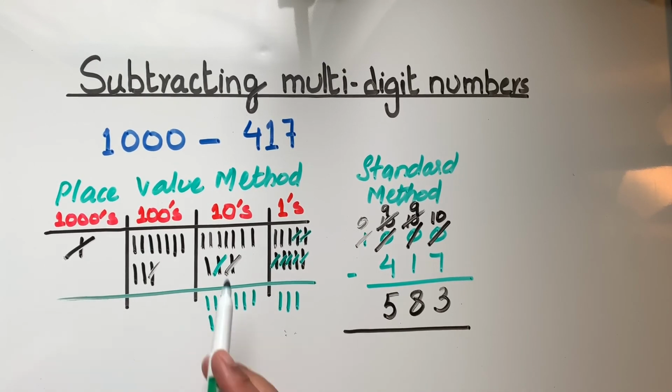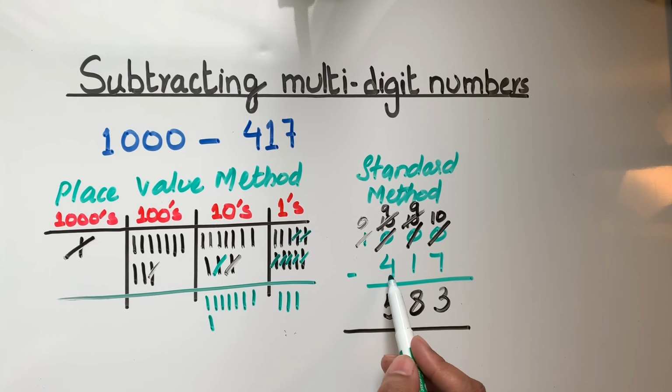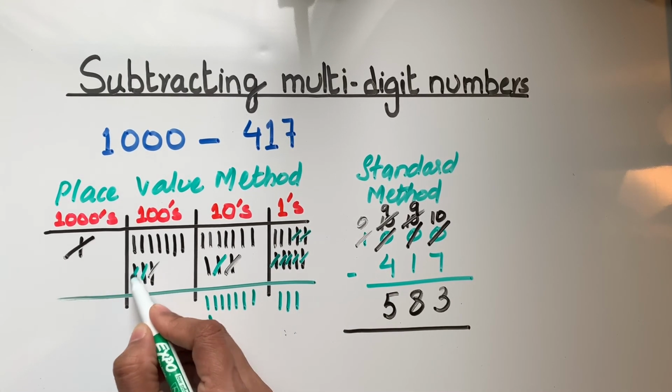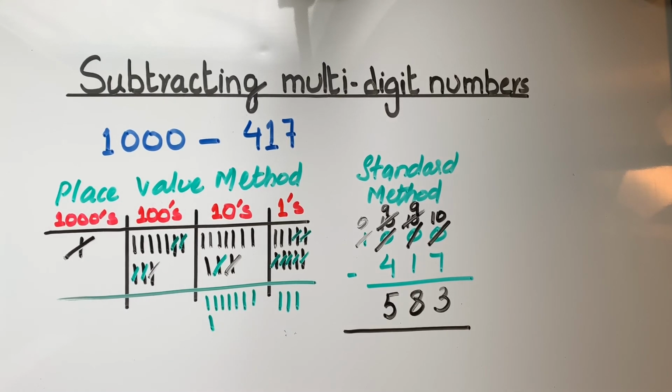Yes. Move on to the hundreds place. Here we have 9 hundreds, and what do we have to subtract? We have to subtract 4. So let me cut 4 hundreds, 100, 200, 300, and 400. How many hundreds left? 1, 2, 3, 4, and 5. And here in the thousands place, we have nothing. So this is 5 hundreds, 8 tens, and 3 ones. 583 is the answer.